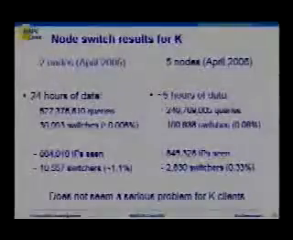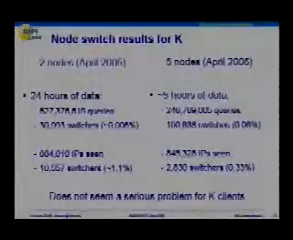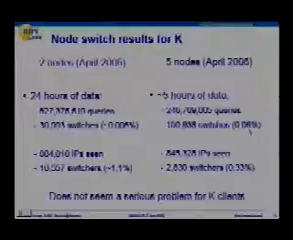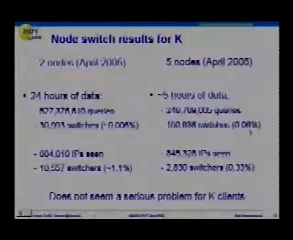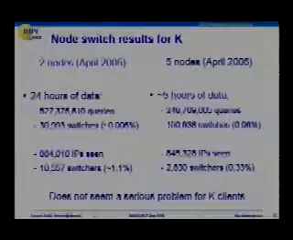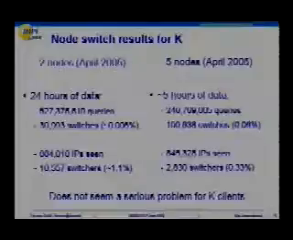So these are the results. The important numbers here basically are these ones. The fact that in 5 hours of data, we saw only 0.06% of queries used a different node. For only 0.06% of queries, the client used a different node than it had for the previous query. And only about 0.33% of the client IPs actually switched once or more.